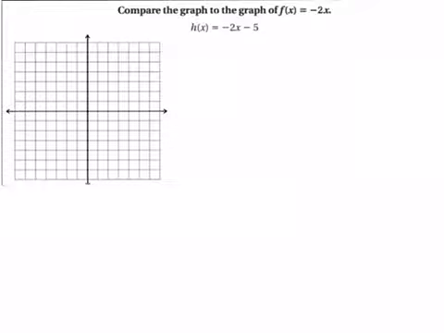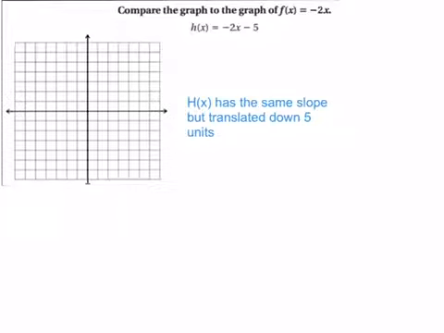Go ahead and try the very last one to see how you do, and you might not even have to graph it to find out what the comparison is between these two functions. All right, so you should have said that the function of h of x and f of x do have the same slope, they are parallel, but h of x translated down 5 units because its y-intercept of negative 5 is 5 lower than the 0 intercept of f of x.